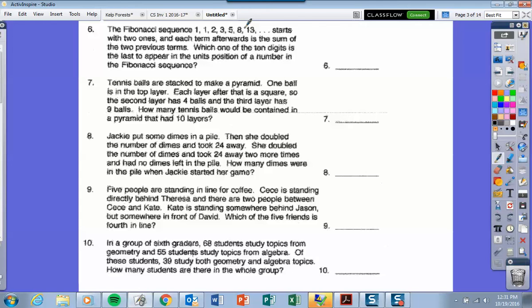10 tennis balls are stacked to make a pyramid. 1 ball is in the top layer. Each layer after that is a square, so the second layer is 4 balls, the third layer is 9 balls, and so forth. So how many tennis balls would be contained in a pyramid that has 10 layers?